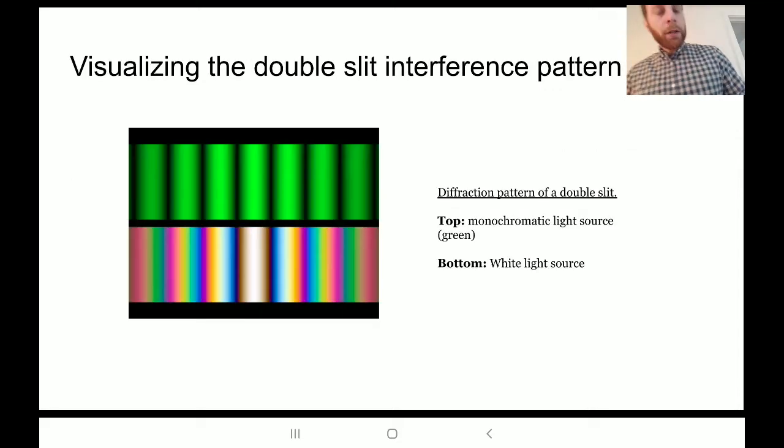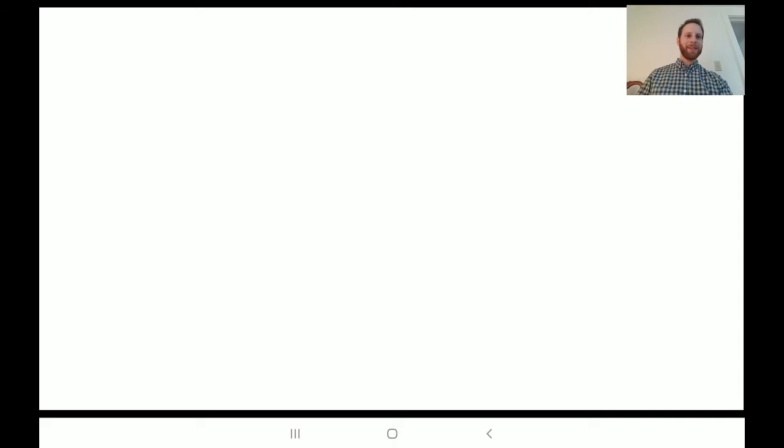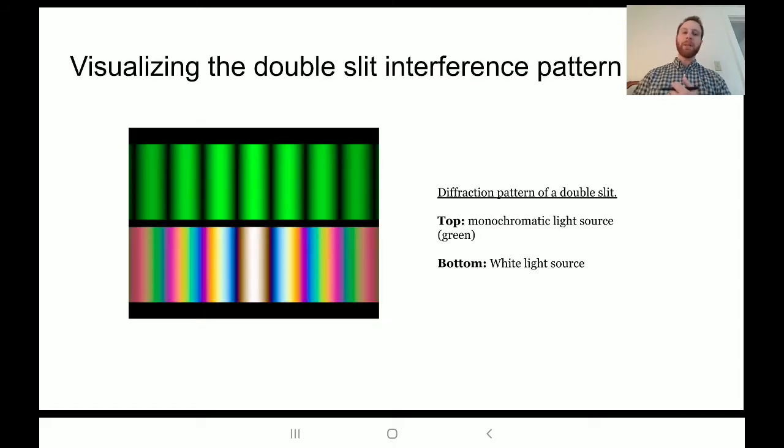But it turns out what happens is if you send light through a double slit, for example, if you send light of one color, monochromatic light of, let's say, green, you'll end up with a pattern that looks like the top figure. But if you send white light through the same double slit setup, you'll end up with this pattern in which there is sort of a rainbow shape going on. So can we explain what is happening here? Yeah, we can.